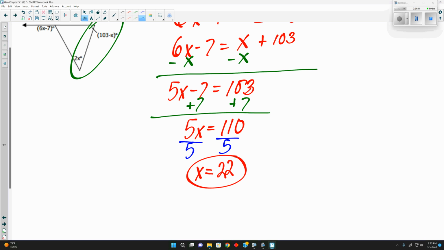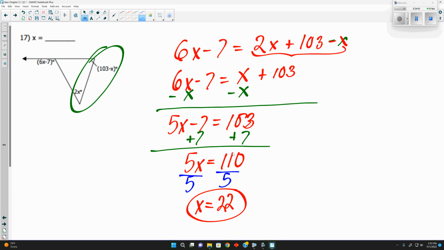Well, let's see. Solve for, it just asks for x, yeah. If it asks for the values of the angles, then we can find it. Yep. Any questions on this here?